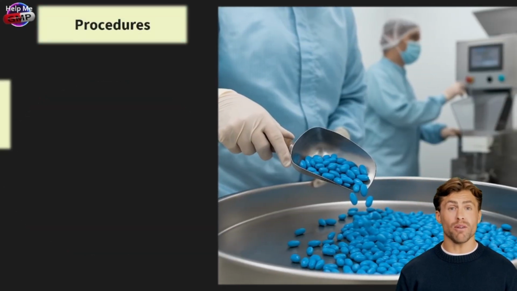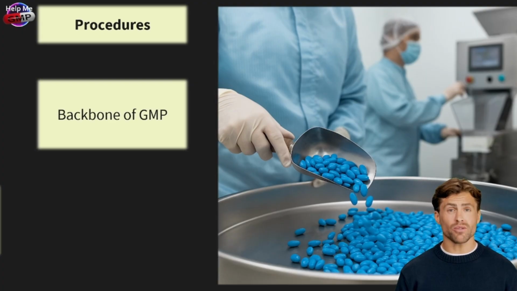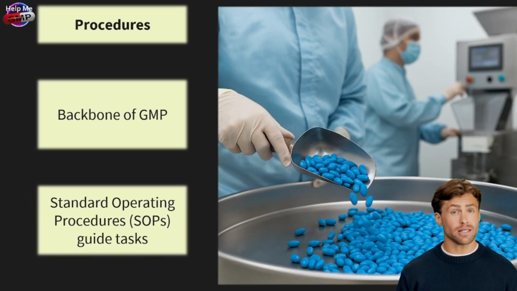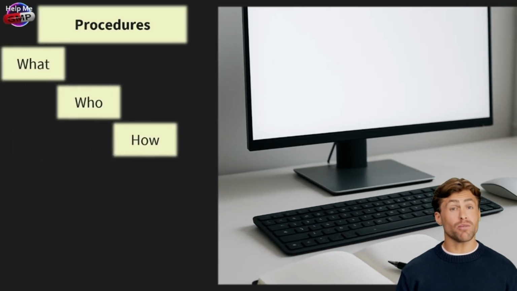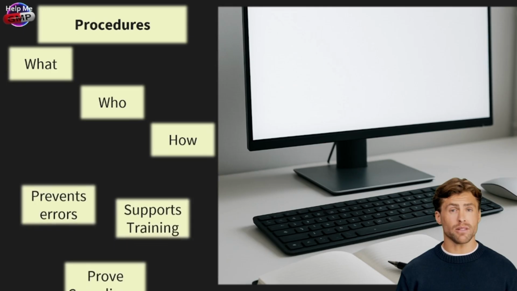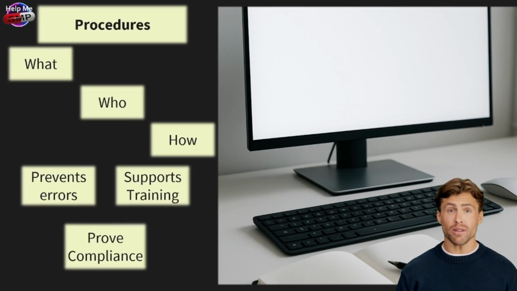Procedures are the backbone of GMP. They are the documented instructions that ensure tasks are performed consistently and correctly every time. These documents, often called Standard Operating Procedures, or SOPs, describe exactly how a task should be carried out, who is responsible, and what records must be kept. Following procedures prevents errors, supports training, and provides evidence during inspections that work has been carried out correctly.